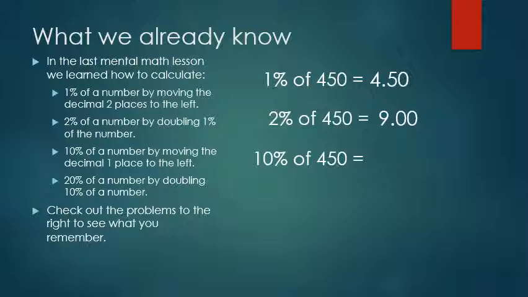10% of 450. So we move the decimal 1 place to the left. So 10% of 450 would be 45. And 20% of 450. So to find 20% of 450, we double 10%, which was 45. So 20% of 450 would be 90.